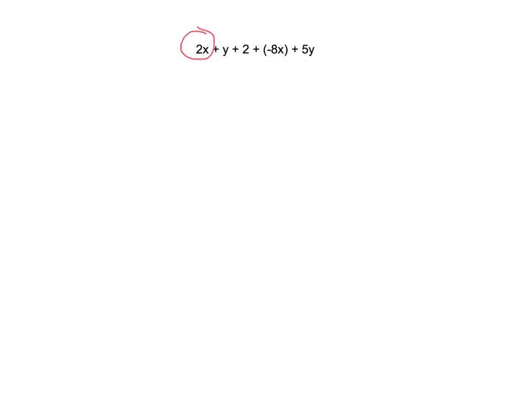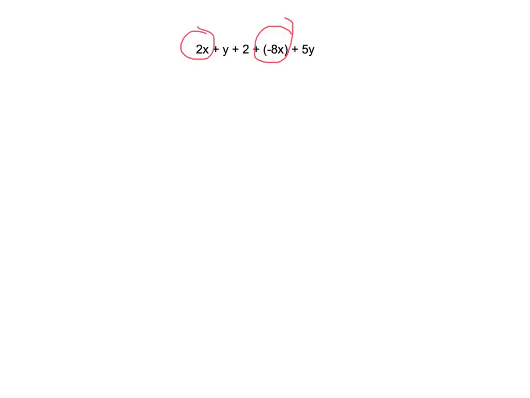Those are the same, 2x and negative 8x, because they both have the same variable at the end. And then we have a 5y, which is not the same. Y and x are not the same.